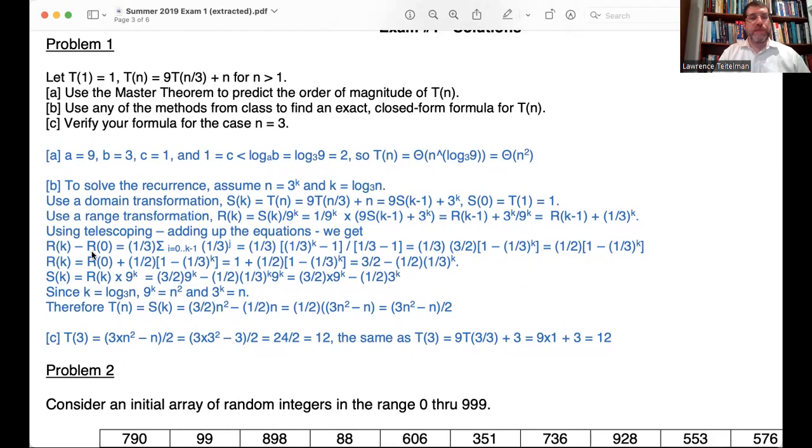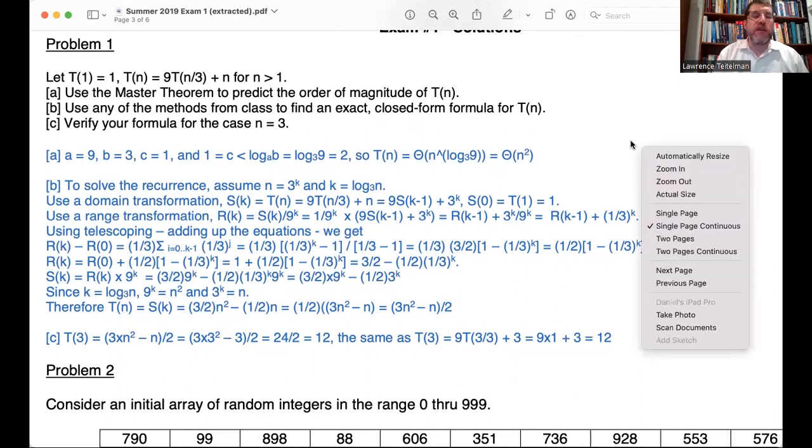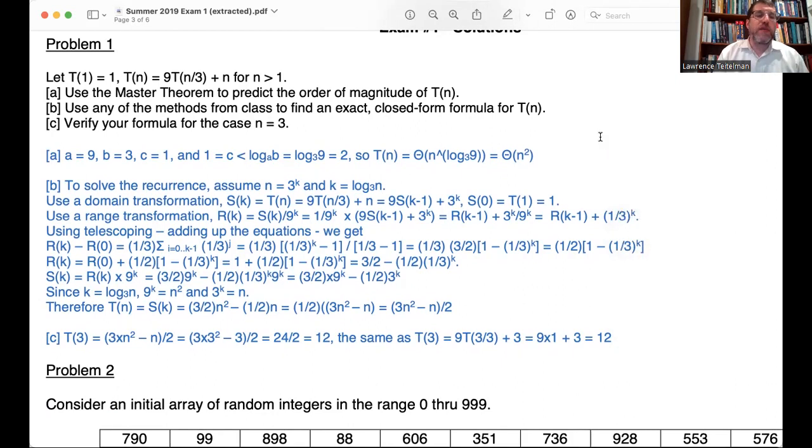Okay. So again, what do we have on the left-hand side? Before we get to the r of k minus r of 0, we're going to have r of k minus r of k minus 1, r of k minus 1 minus r of k minus 2, r of k minus 2 minus r of k minus 3, r of k minus 3 minus r of k minus 4, all the way down to r of 1 minus r of 0.